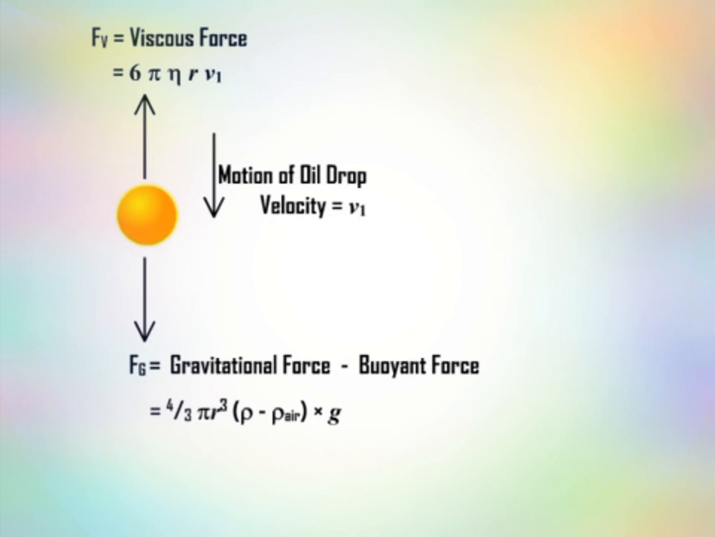When the oil drop falls with constant velocity, there should be no net force acting on it. So these two forces are equal to each other. That is, 4/3 pi r cubed (rho minus rho air) into g equals 6 pi eta r v1, or r squared equals 9 eta v1 divided by 2g (rho minus rho air). Thus r is calculated if v1 is known, and accordingly Fg can be calculated from this equation.